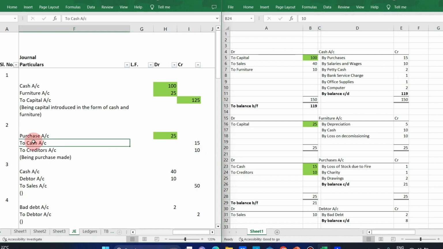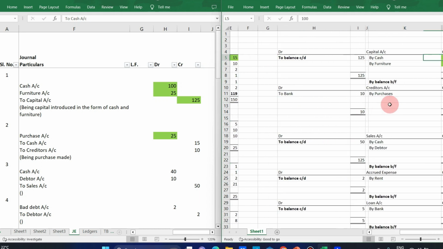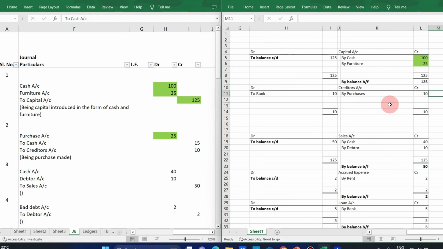So the next line item here is cash. Let's check the cash account. Since cash account is being credited, the amount that you can see will be in the credit side. So 15 is purchase. Now next is creditor. So creditor is being credited. So you can see the amount in the credit side of the creditor's account. This entry's posting is done.